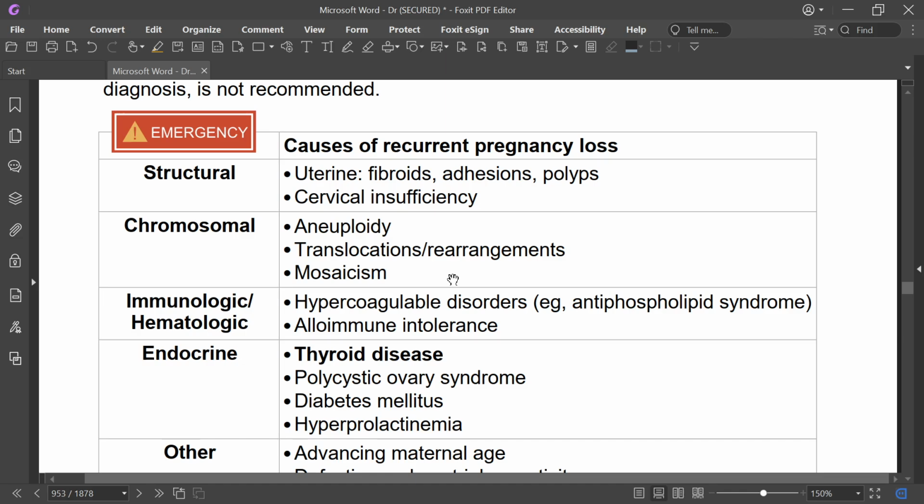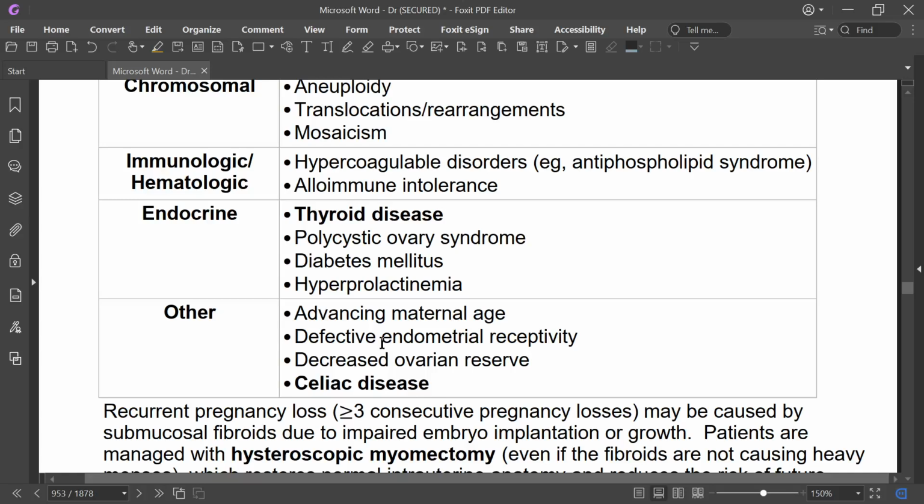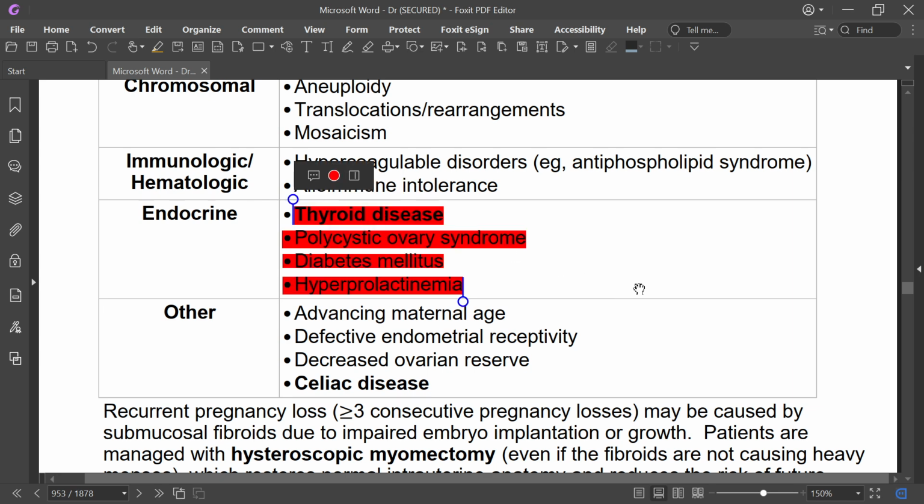Fourth, endocrine: thyroid disease, polycystic ovarian syndrome, diabetes, and hyperprolactinemia. And others are advanced maternal age, defective endometrial receptivity, decreased ovarian reserve, and celiac disease.